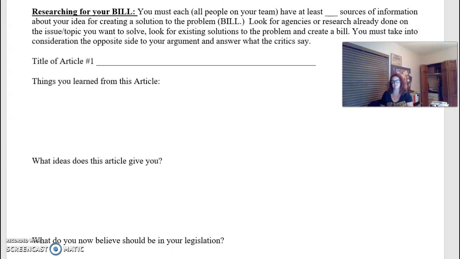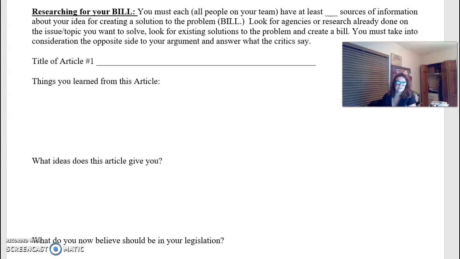Every member of your team, which you may have 2, 3, or 4 people on your research team, needs to have 3 individual sources of information for each solution or each bill that you're writing. You're looking for agencies. You're looking for think tanks or other groups that can help you formulate your answer. I gotta tell you, whatever problem there is in the world, there is a think tank out there that has already thought about it and has already been lobbying the government to solve that problem.